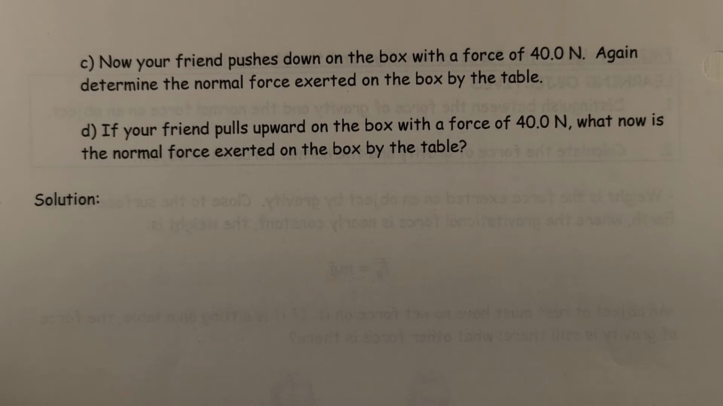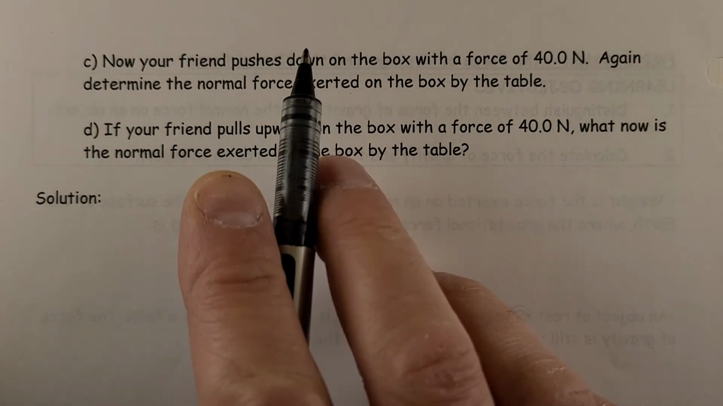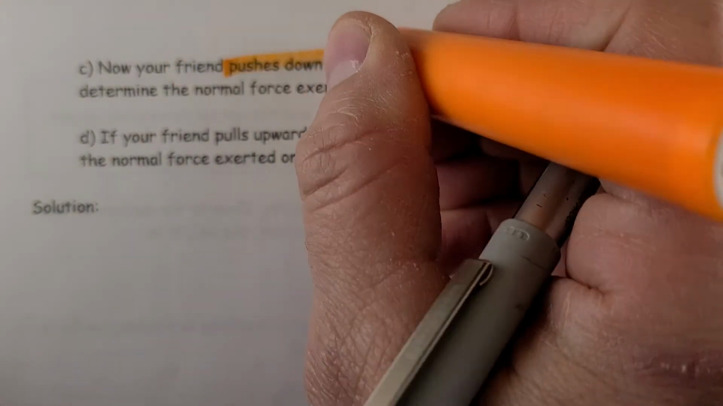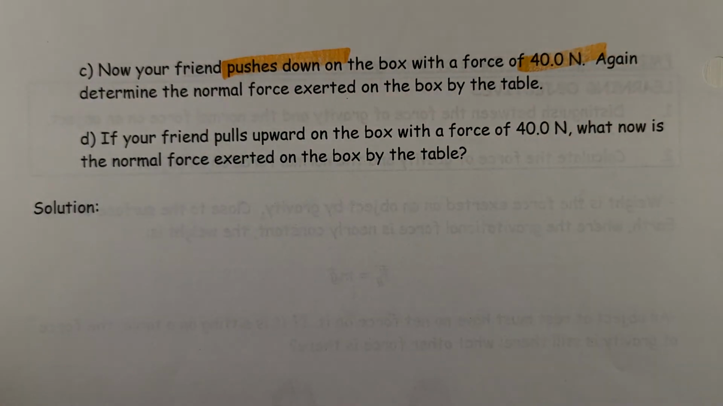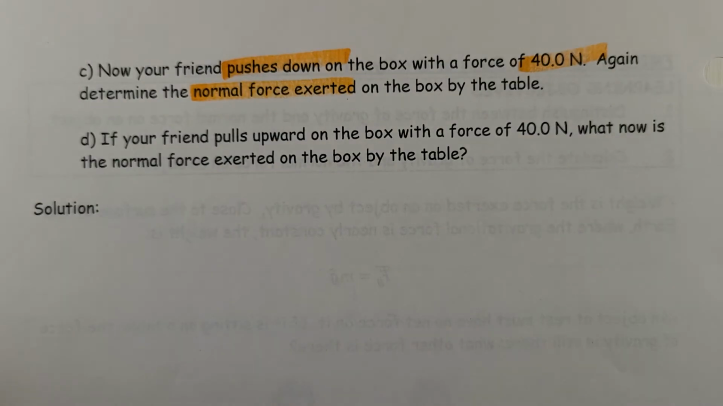Alright, so on the next page, let's look at some different scenarios here. So let's look at C. Now your friend pushes down on the box. So we're going to have another force enter the picture, and it's pushing downwards. And it's pushing downwards with 40 newtons. Again, determine what the normal force must be to have this box remain on the table.